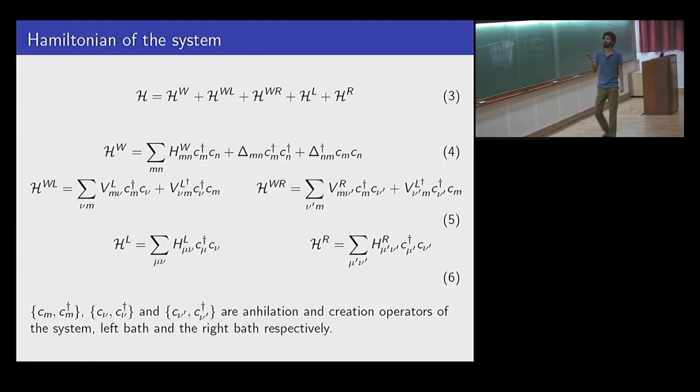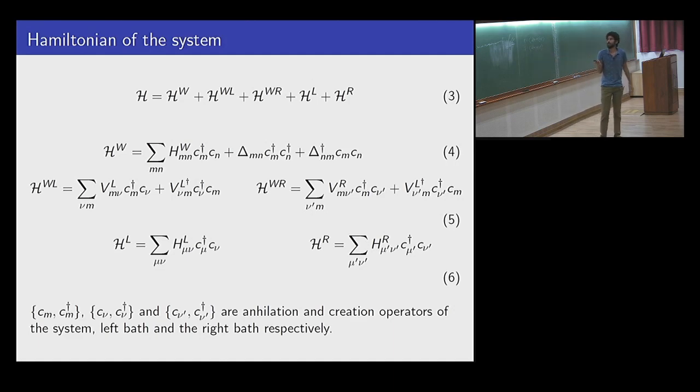The Hamiltonian has five parts. First is the wire. We took a general Hamiltonian which contained arbitrary long-range couplings, not just nearest neighbor terms. Every site of the wire is coupled to the left bath as well as the right bath, as indicated by the H_WL and H_WR terms, and the baths are simply normal metals, the tight binding metals that you can see. Below you can see the creation and annihilation operators.